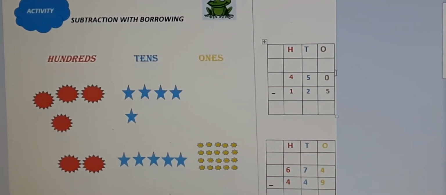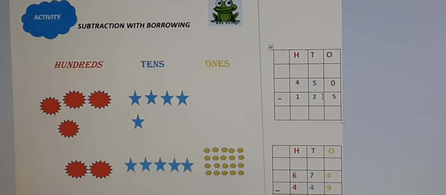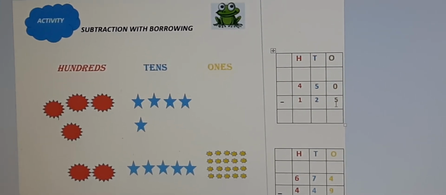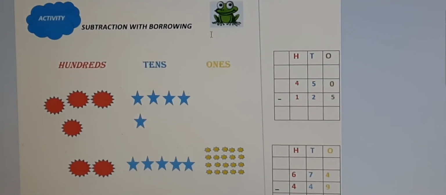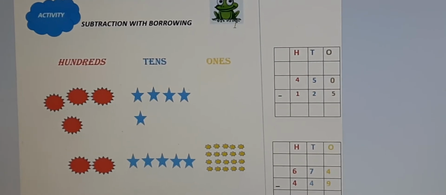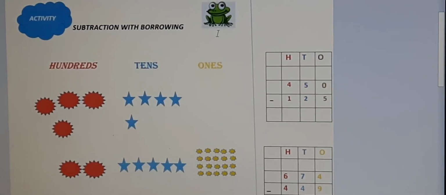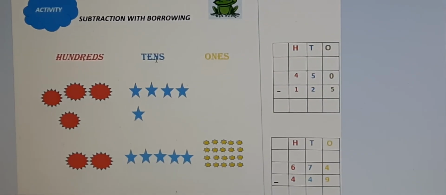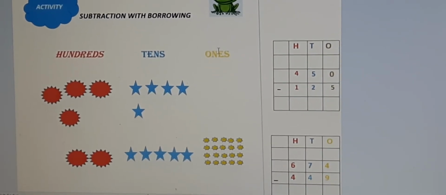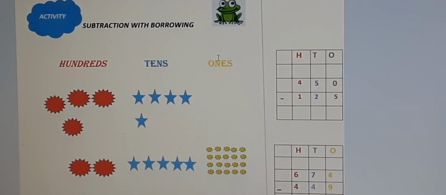Oops! Froggy is in big trouble now because he really doesn't know how to subtract a greater value from a smaller value. So he starts thinking and yes, finally he got an idea. He thought that he will take help from the neighbor. And who's the neighbor of ones here? Tens. So he went to tens for help.